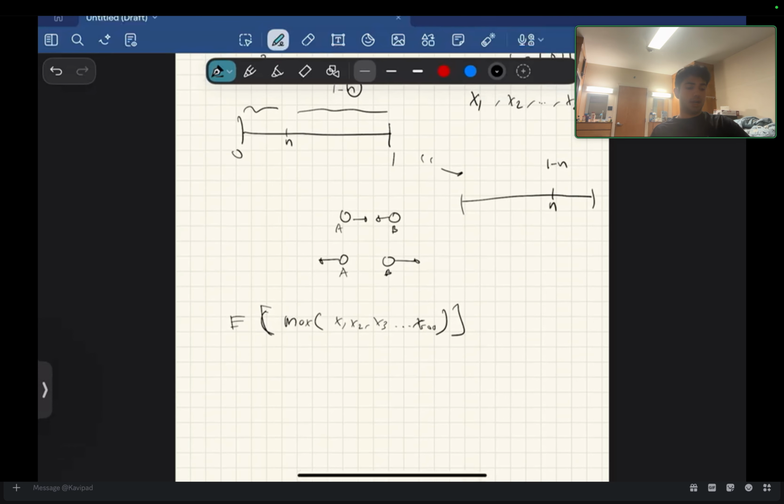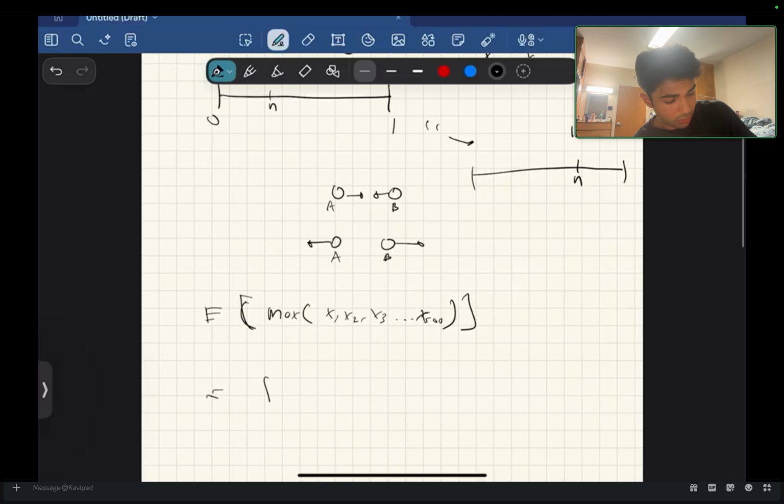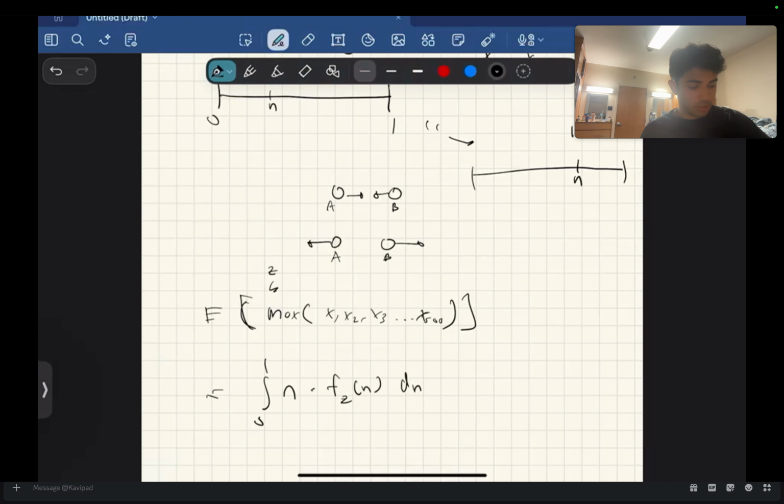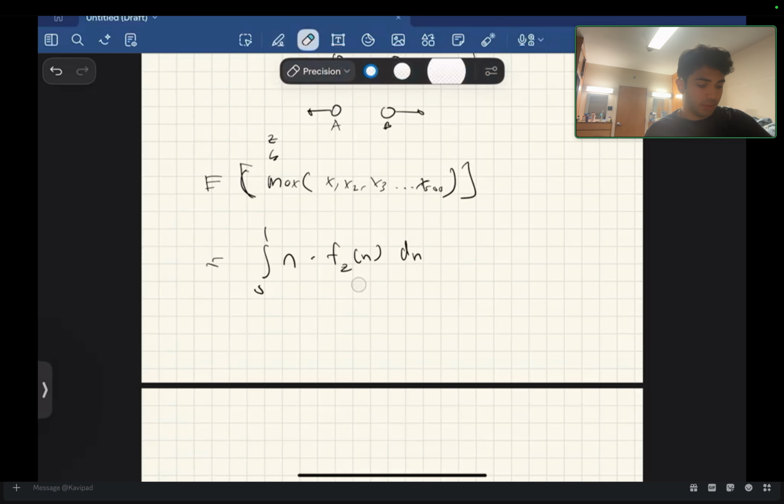So the expectation of the max of the random variables is going to be equal to the integral across the support of the value of the support we're currently at, let's just say n, times the PDF. Let's call this thing Z. It'll be the value of the support we're currently at times the probability at that value. So what is the probability density at that value?